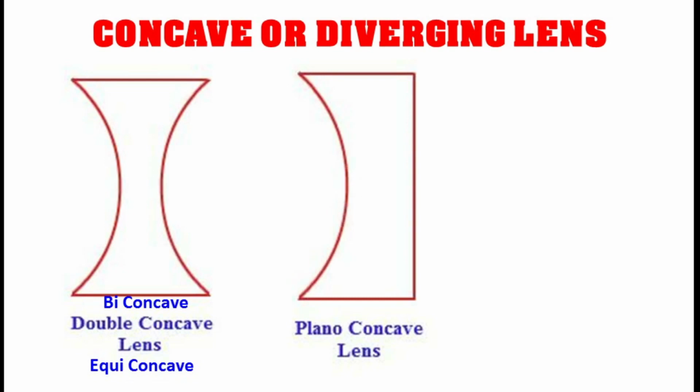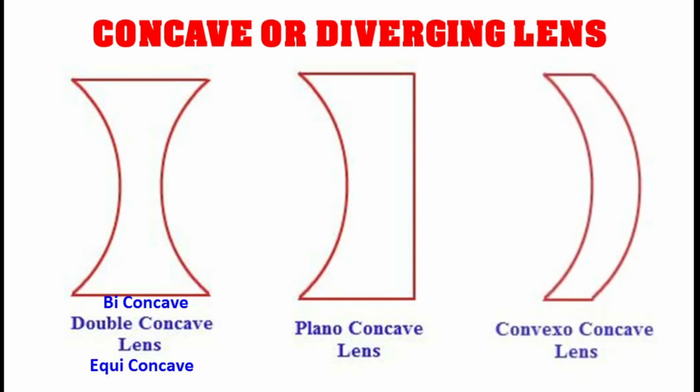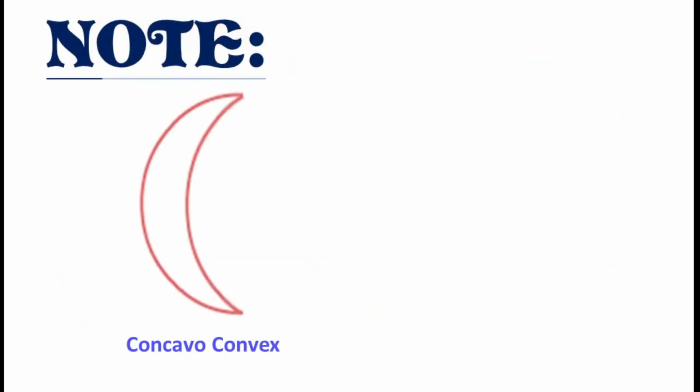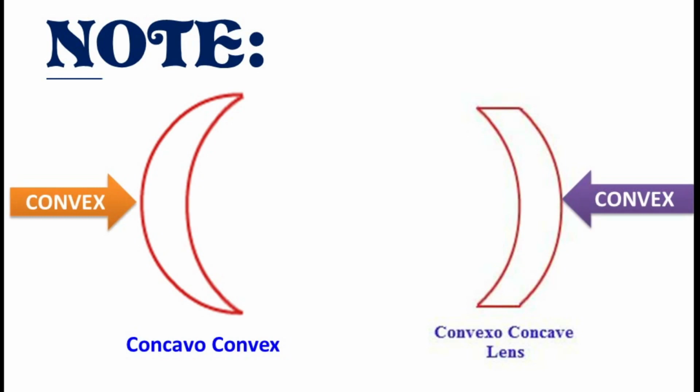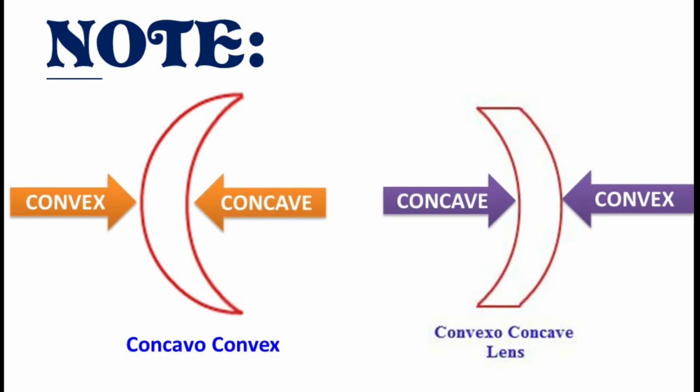And the third type of concave lens, convexo-concave. A convexo-concave lens has one surface concave and the other surface convex. Students, please note, both the concavo-convex and convexo-concave lens have one surface convex and the other surface concave, but they differ in their shape and even in their action.